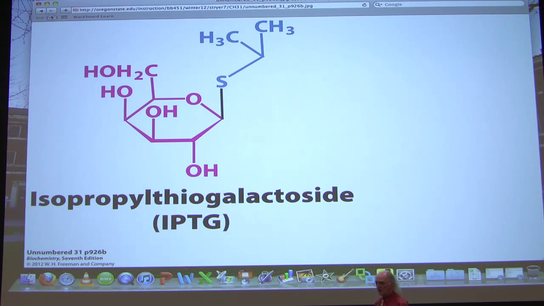Wouldn't you have to at the same time engineer some export properties into the cell or lyse them all at once to harvest the product? Yeah, so there's other considerations. Would you have to export it from the cell? Would you have to bust the cells open? There's a lot of other considerations in terms of getting your final product. But this is a way to make your final product that's going to be useful to you.